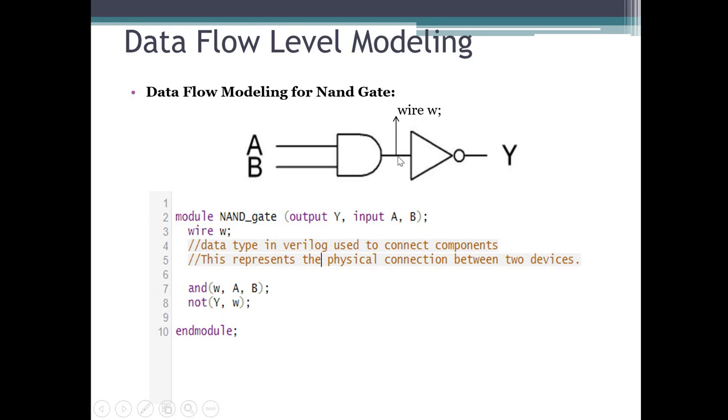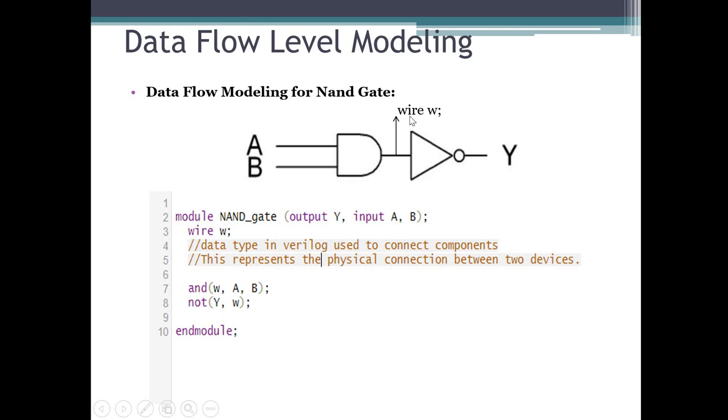Here, I have taken a wire signal W. I will tell you what a wire signal does later on, but for the time being, just understand that a wire represents the physical connection between hardware elements. Suppose you have one hardware element here and one hardware element here. This part is represented as a wire.